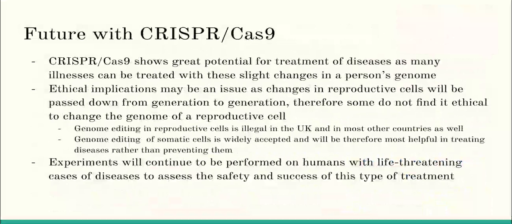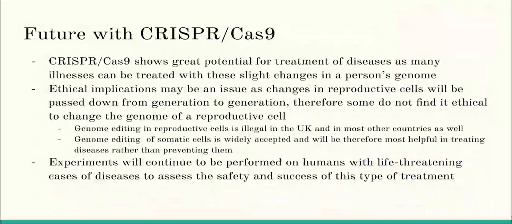Future with CRISPR-Cas9. With this information, we could conclude that the CRISPR-Cas9 system shows great potential for treatment of diseases, as many illnesses can be treated with these slight changes in a person's genome. Ethical implications, however, may cause a slight issue, as changes in reproductive cells will be passed down from generation to generation, causing some to find it unethical to change the genome of a reproductive cell.